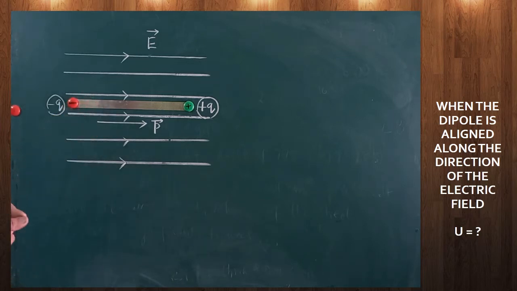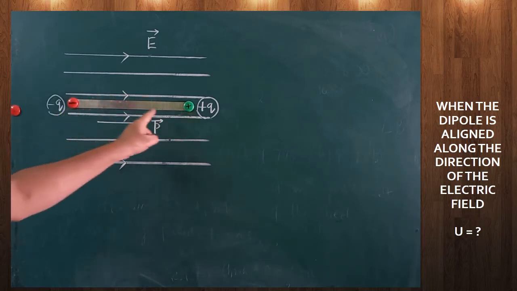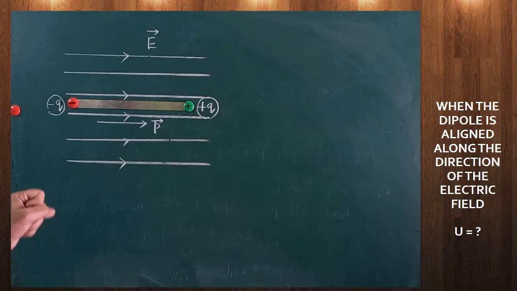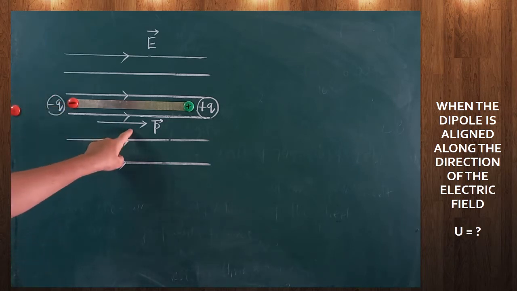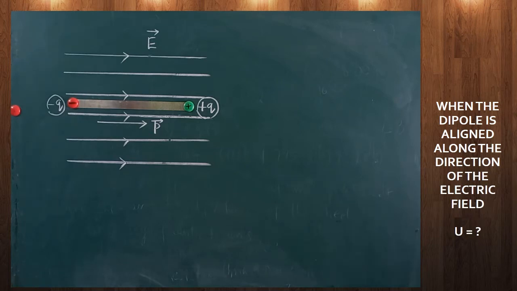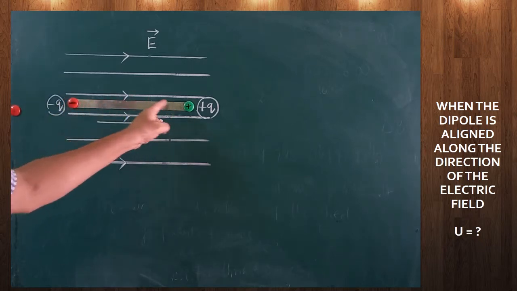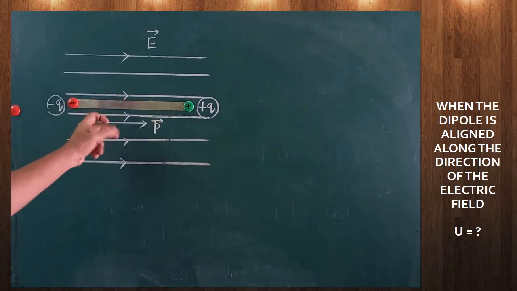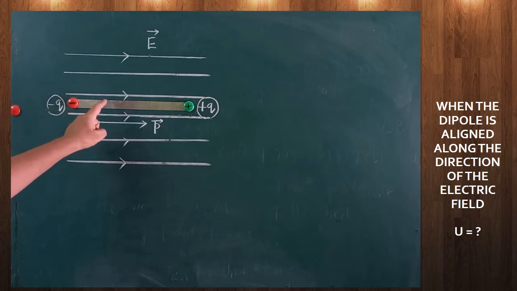You know about the electric dipole: two equal and opposite charges separated by a small distance. The dipole moment is denoted by the letter P. The dipole moment is a vector that always acts from minus q to plus q. So P is a vector, and the electric dipole moment is one of the important parameters of a dipole. Are you clear? Here I have drawn a small dipole placed within the electric field.